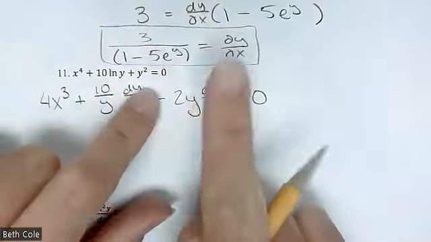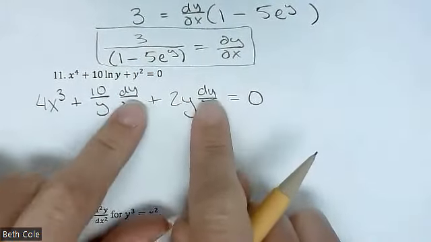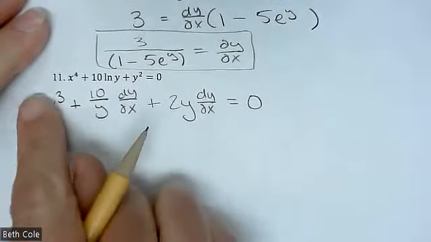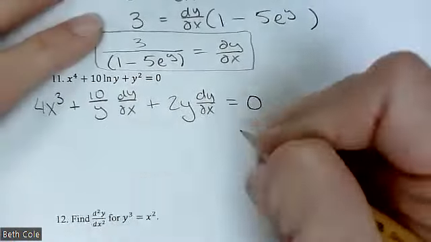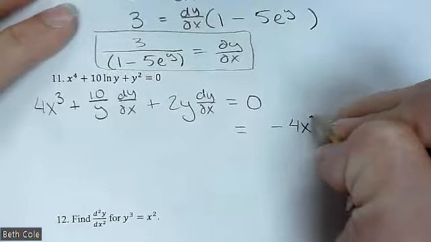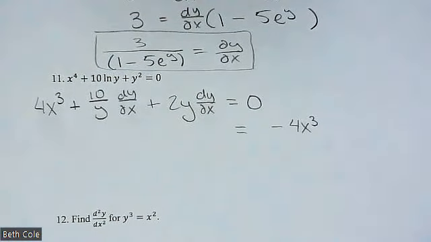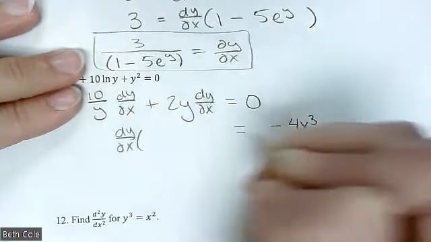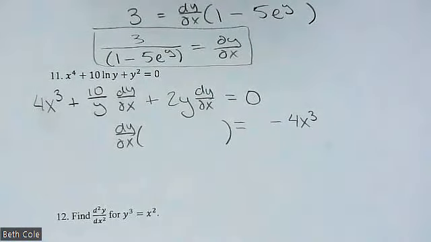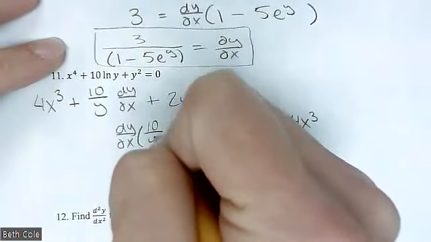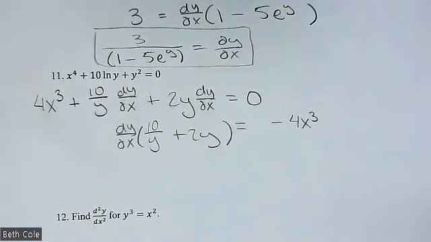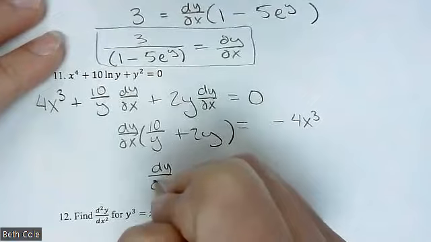Now, do you see how there's two dy/dx's? They're on the same side though. That's good. Leave them where they are. The first thing we would move over is the 4x cubed, so you would subtract that over. And then from everything else that's left, you're going to factor out a dy/dx. That would leave you with 10 over y plus 2y, and then all of that gets divided to the other side.